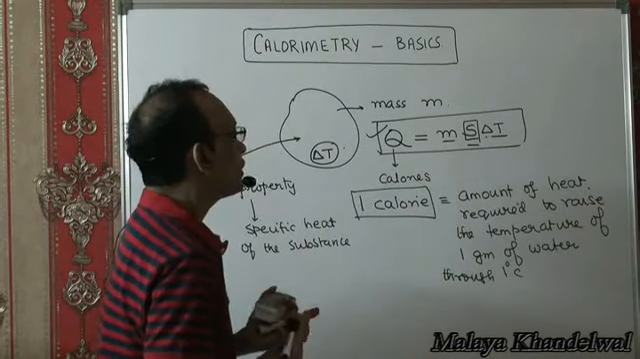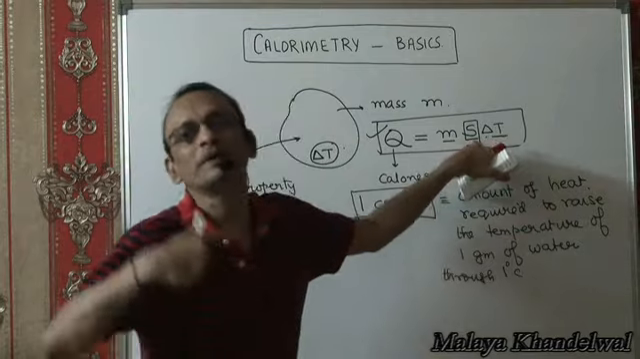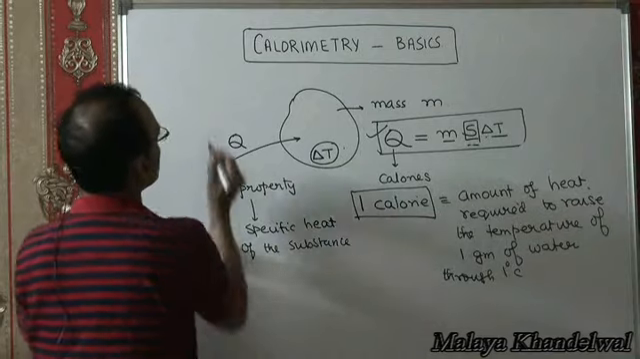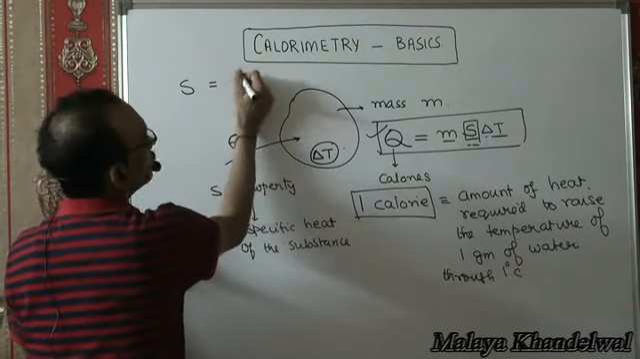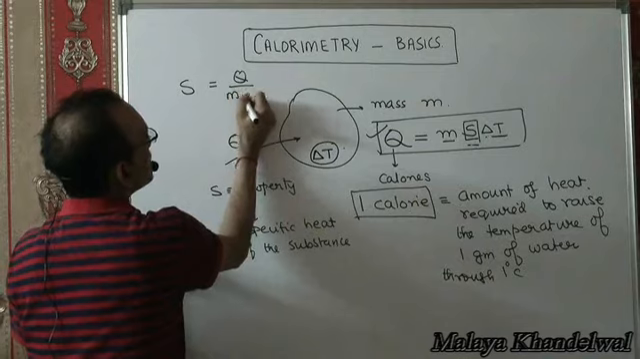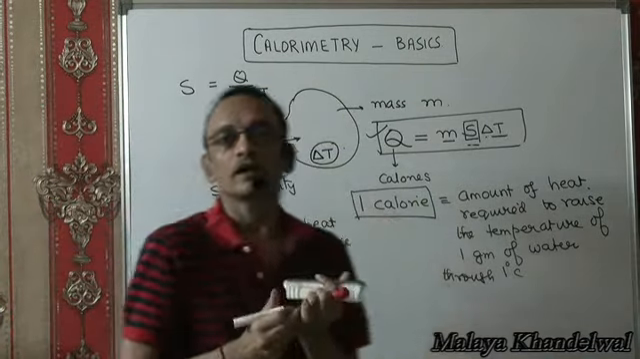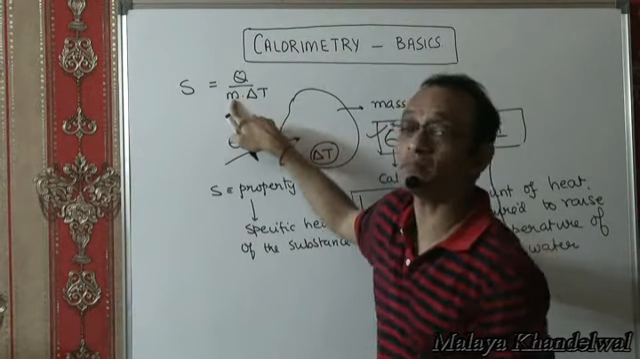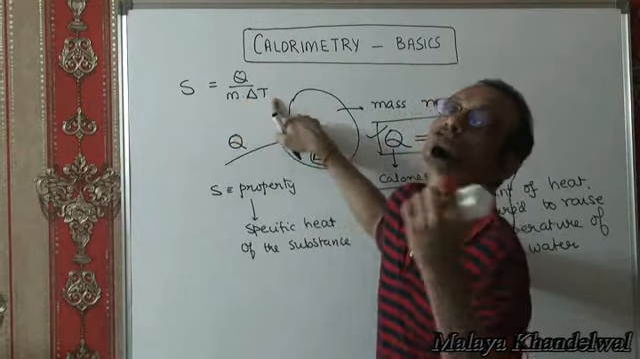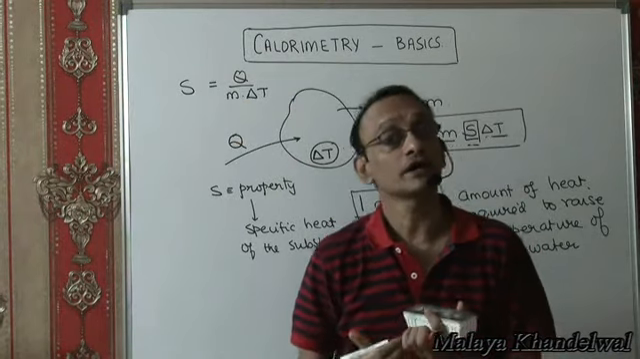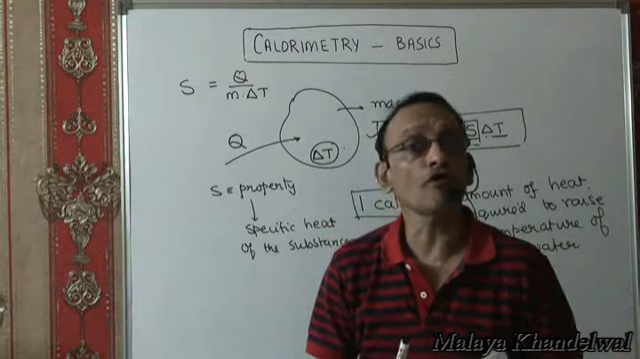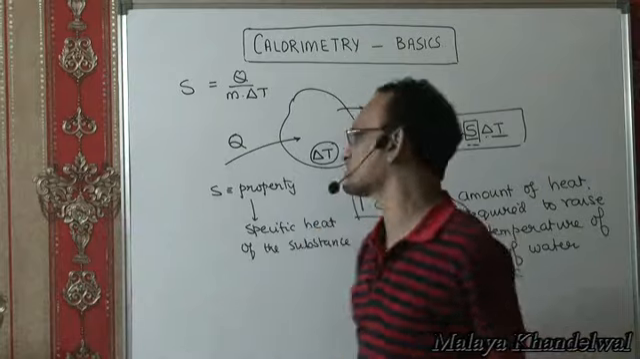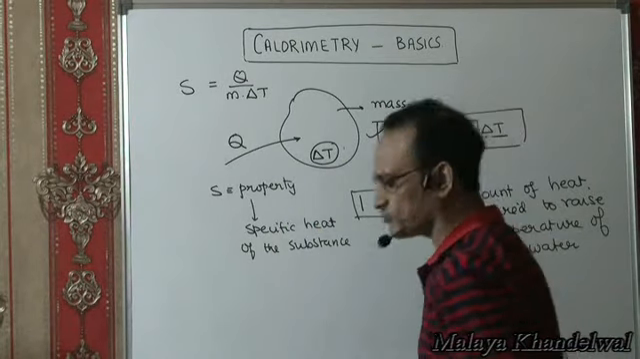Now, again, to formally define specific heat of a substance, what is it? As you can see, S in general can be written as Q divided by M delta T, which means it's the amount of heat required to raise the temperature of unit mass of a substance through unit degree centigrade. That is really the specific heat of that substance. That's just a formal way of looking at specific heat.